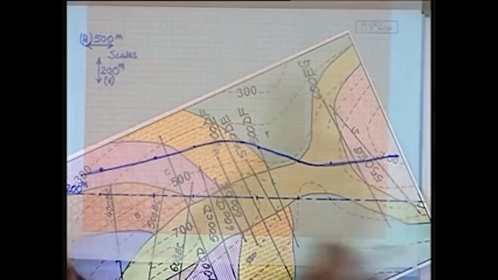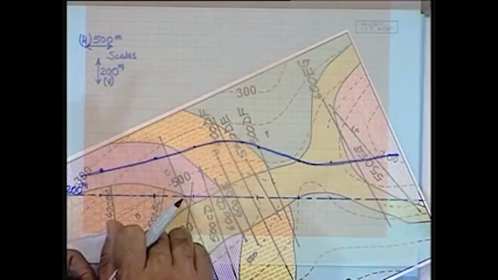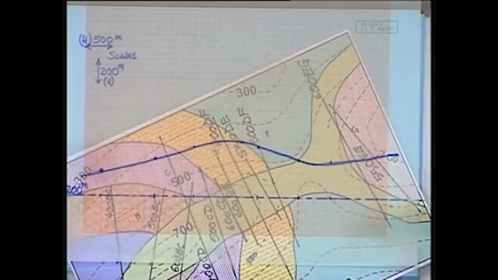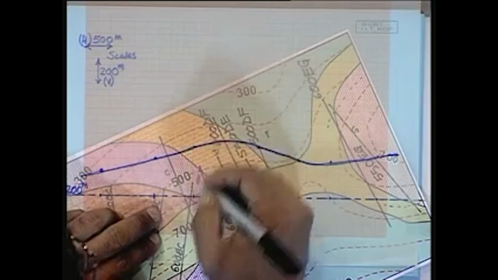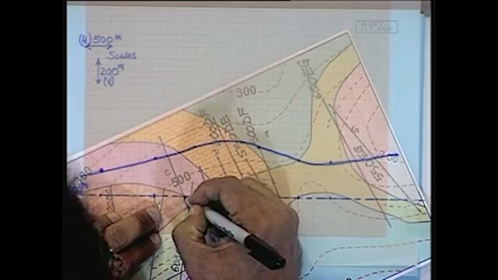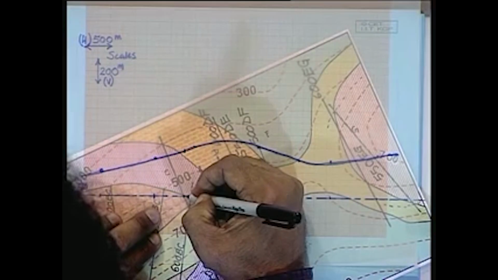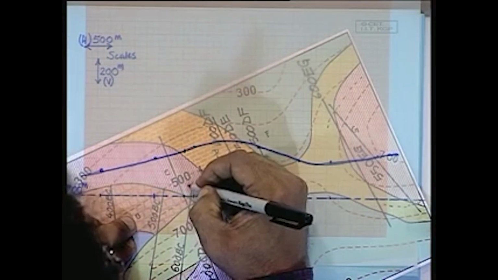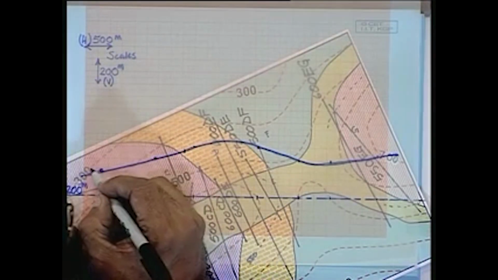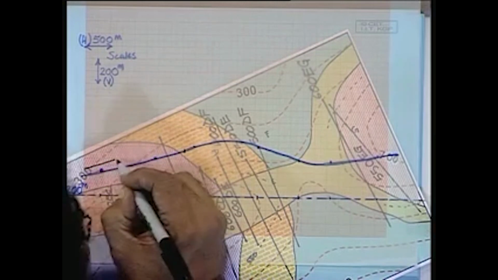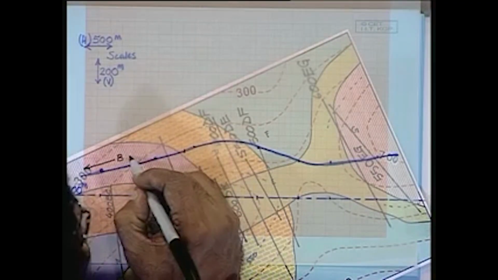All right, now let's mark up the outcrops which are going to appear on the section. So what we are seeing here is that up to here we are actually transecting unit B. So unit B is going to continue all the way from left on this section to this point here.